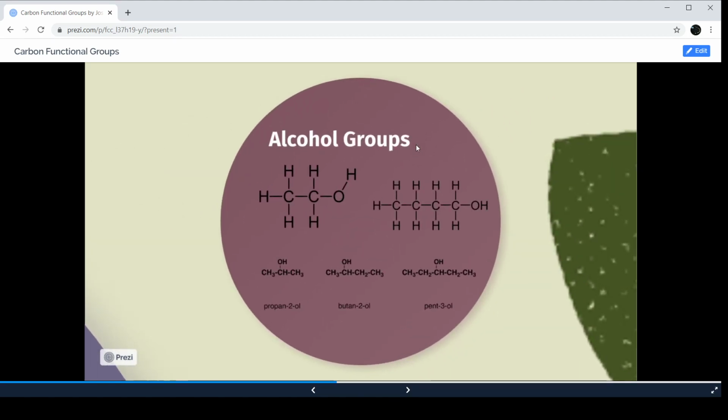So the first is going to be our alcohol groups, and all of our alcohol groups are carbon structures that have an OH group at the end of them. So no matter what, if it has an OH group, it's essentially an alcohol. Here, this one has an OH on the second carbon, which is why it's propan-2-ol. Here we have another example with an OH group on the second carbon. There are four carbons, so this one's butan-2-ol. All of these end up being alcohols because of this OH group.